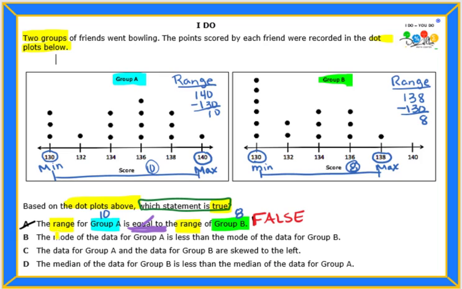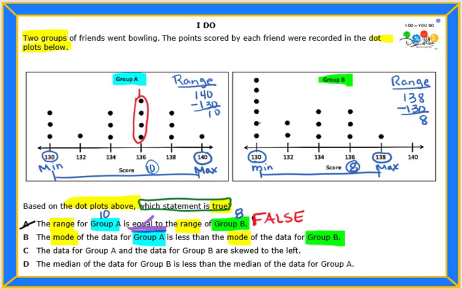In the second statement, we are looking at the mode. So we're looking at the mode for both groups, group A and group B. Remember, the mode is the number that comes out most frequently, or the one that comes out the most. So in a dot plot like this, we are looking for the number that has the most dots, which is also the peak. So right here, this has 4 dots. So that's the highest point on this dot plot.